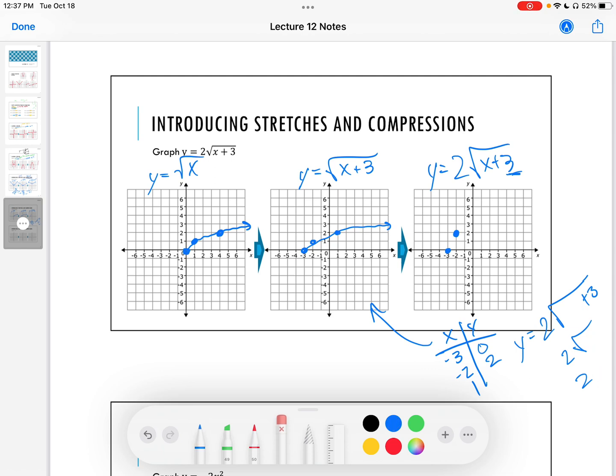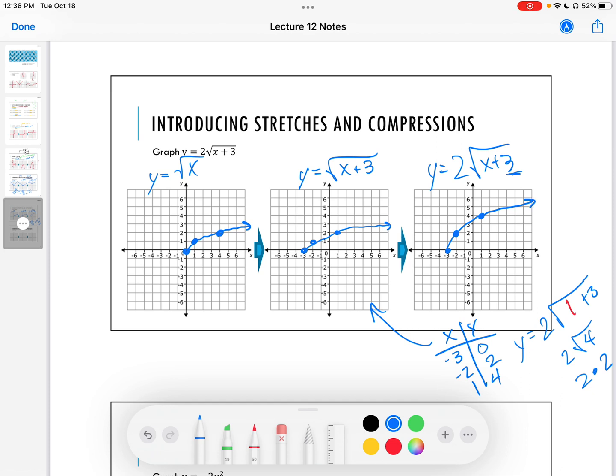Okay, and then finally, I'm going to plug in a 1. 1 plus 3 is 4. Square root of 4 is 2. So 2 times 2 is 4. So 1, 4 is on this graph.